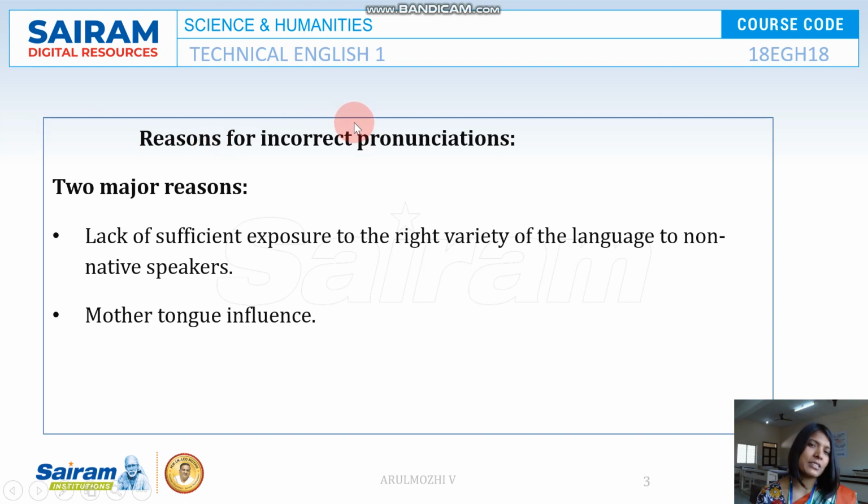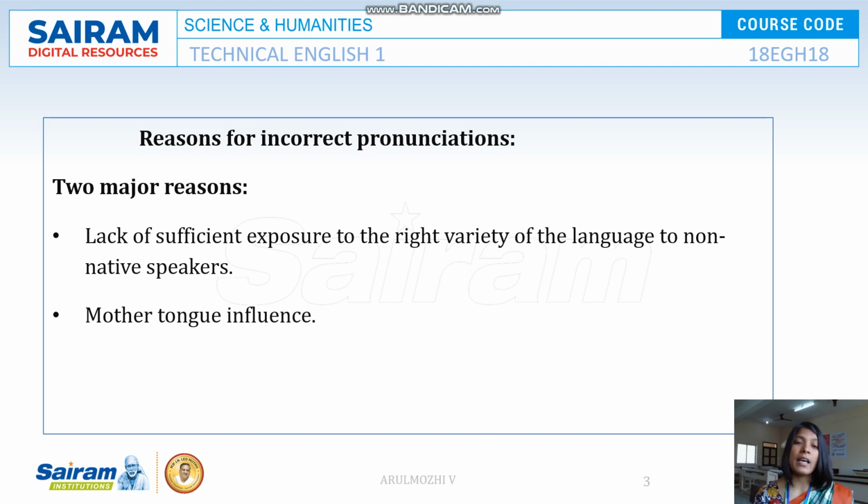What are the major reasons that contribute to incorrect pronunciation? Who tend to have incorrect pronunciations? So there are two major reasons. The first one is lack of sufficient exposure to the right variety of language for non-native speakers. The people who tend to mispronounce are obviously the non-native speakers. Countries like Australia, England, America and Ireland have English as their first language, so they pronounce the language correctly.